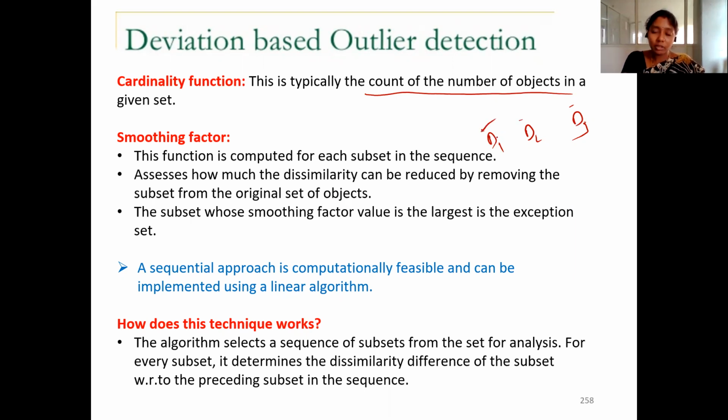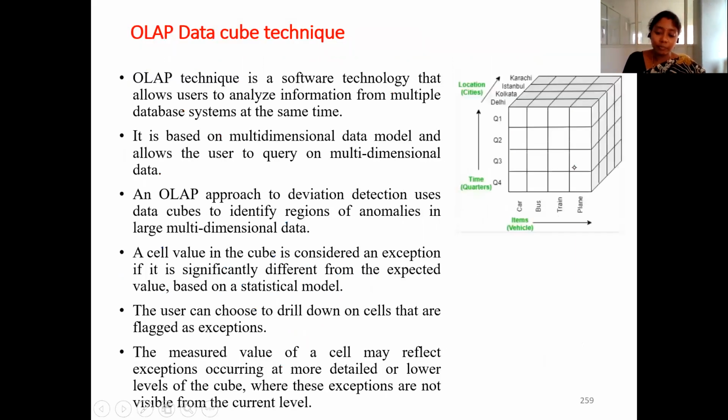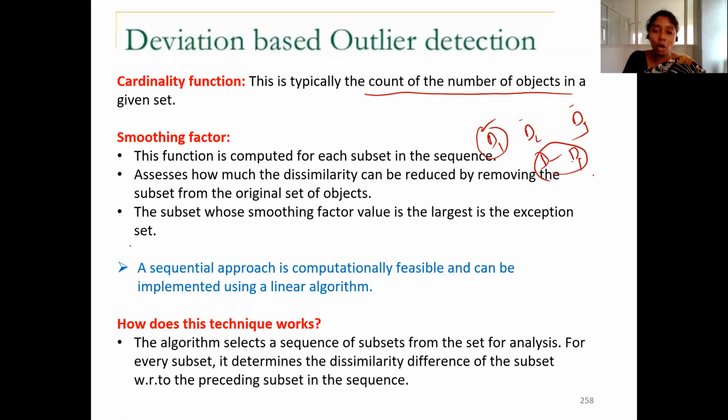So if you consider this subset and remove it from the original set, how much dissimilarity can be reduced? That will give the smoothing factor of the particular subset. Similarly, we need to remove the second subset from the entire set. If you do this, how much dissimilarity can be reduced? That we need to identify.